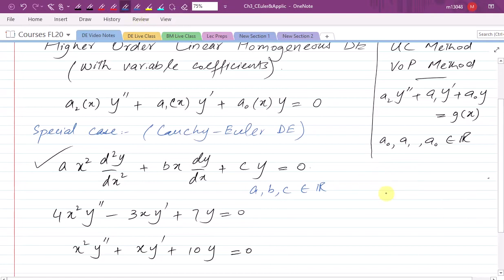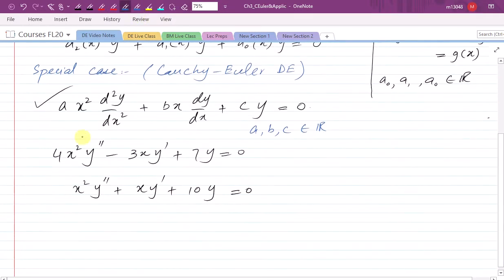For example, 4x square y double prime minus 3x y prime plus 7y equals 0. Yes, that is Cauchy Euler because we have x square y double prime, x y prime, and y. 4, minus 3, and 7 are okay. x square y double prime plus x y prime plus 10y is also okay. So only these kinds of equations we can solve using Cauchy Euler's method. They are variable coefficient, but a very special case.